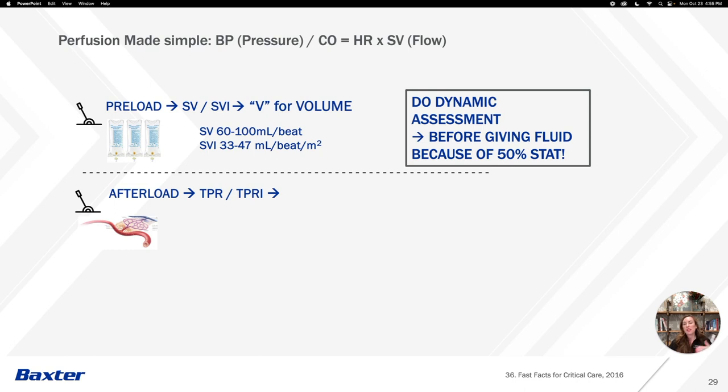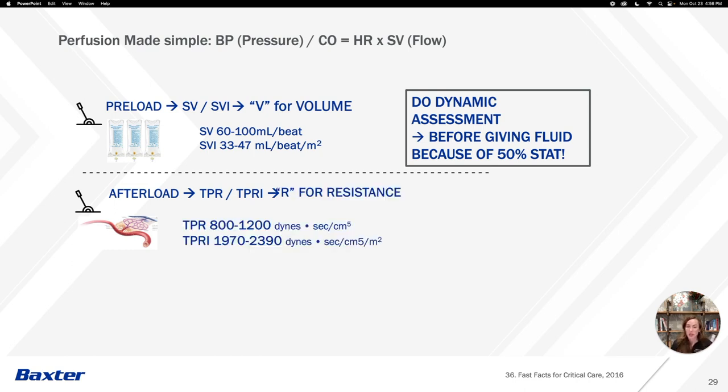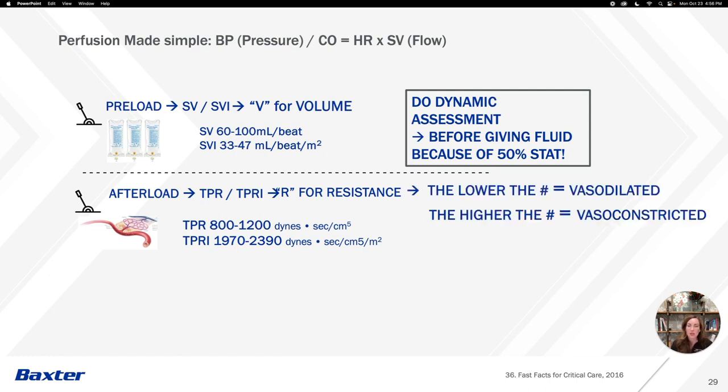It removes CVP from the equation, thus enabling you to actually not have to have a line for the patient, which is nice. I like to remember R for resistance, and your normal values are on the screen. What's important to remember here is that the lower the number, the more vasodilated the patient is, and the higher the number, the more vasoconstricted they are.